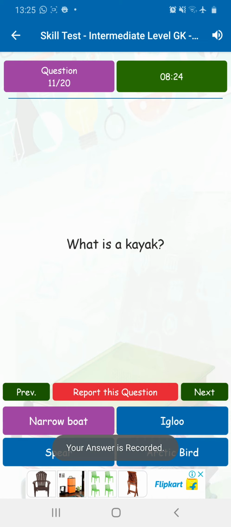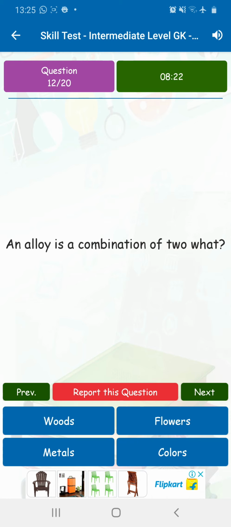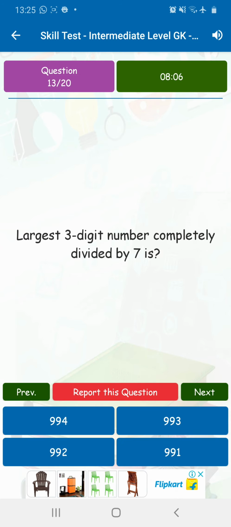Okay. I hope no one shouts. Okay. I hope no one shouts. What about medals? Is it medals? I hope it's medals. Largest three-digit number completely divided by 7 is... okay. This is going to be kind of hard.